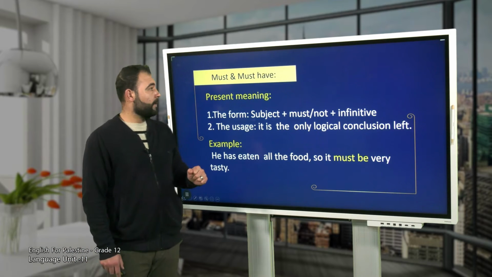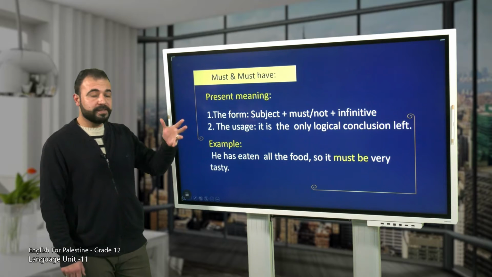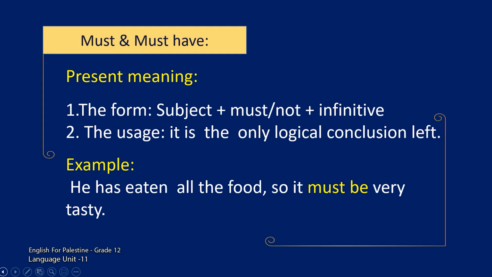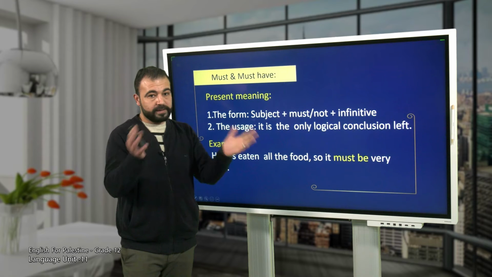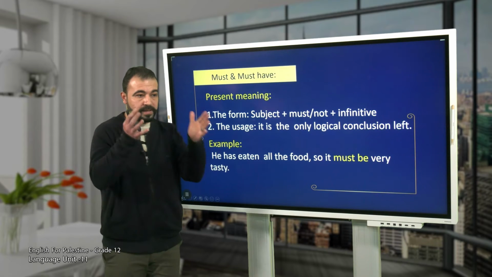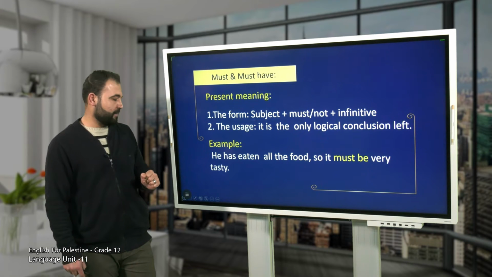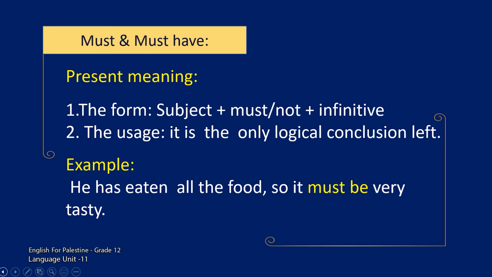Must and must have. The present meaning. Must in the present is used in this form: subject plus must or mustn't, and finally the infinitive form of the verb. The usage of must in the present: it's the only logical conclusion left. I can't see another logical conclusion. This is the only logical conclusion which is left. Here we have an example. He has eaten all the food, so it must be very tasty.